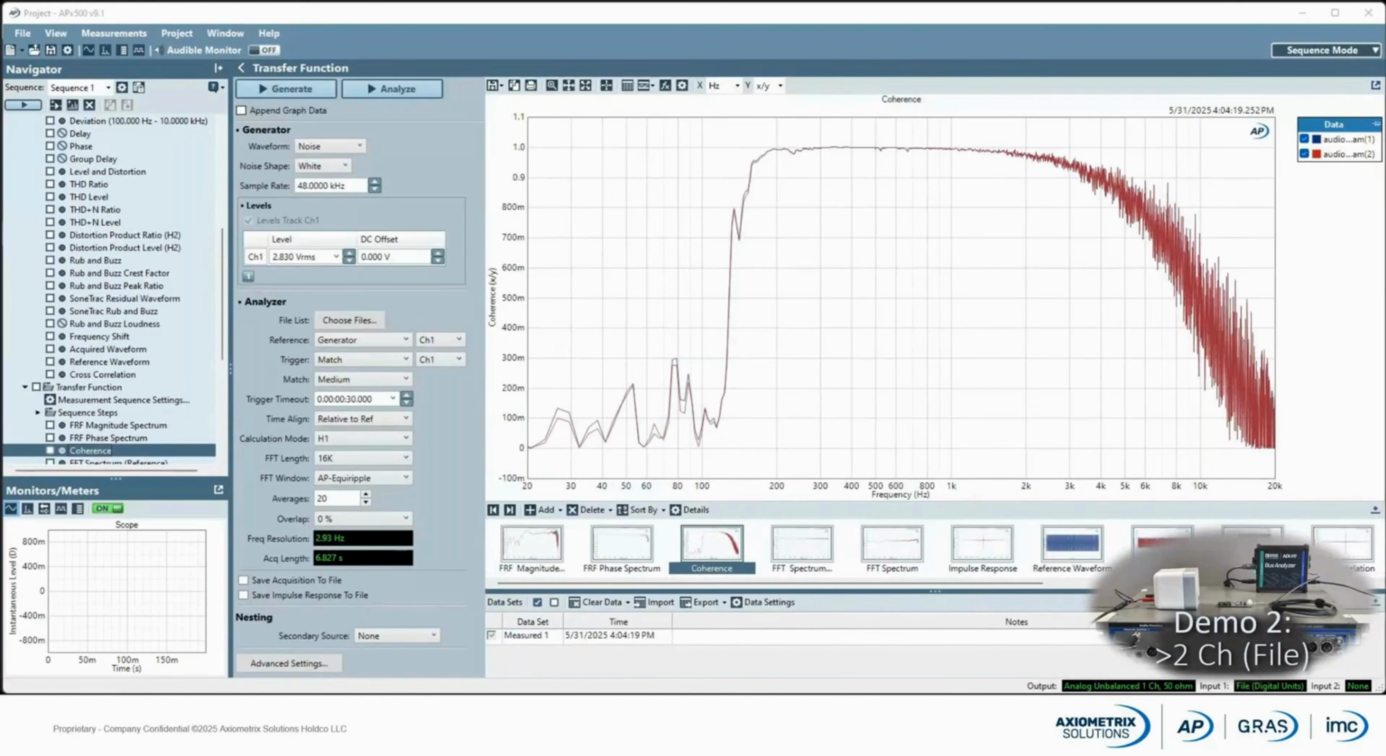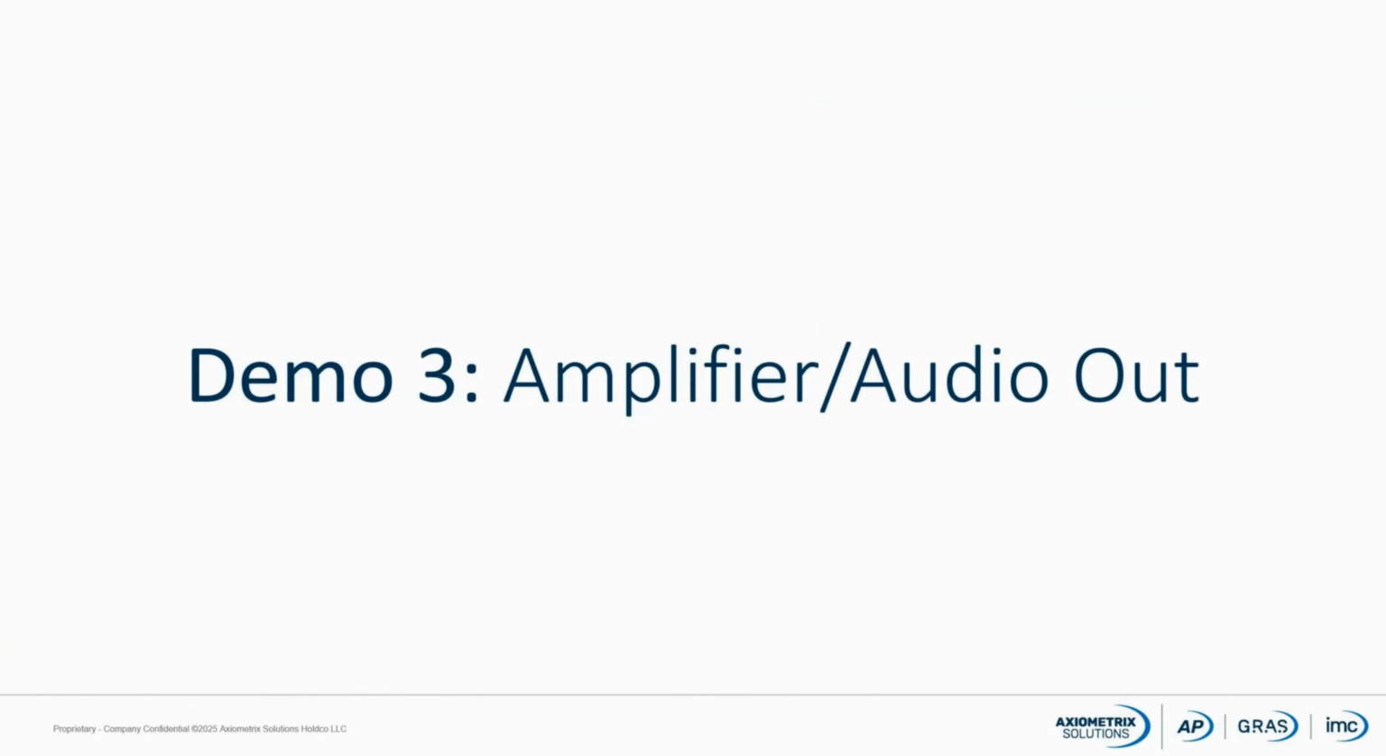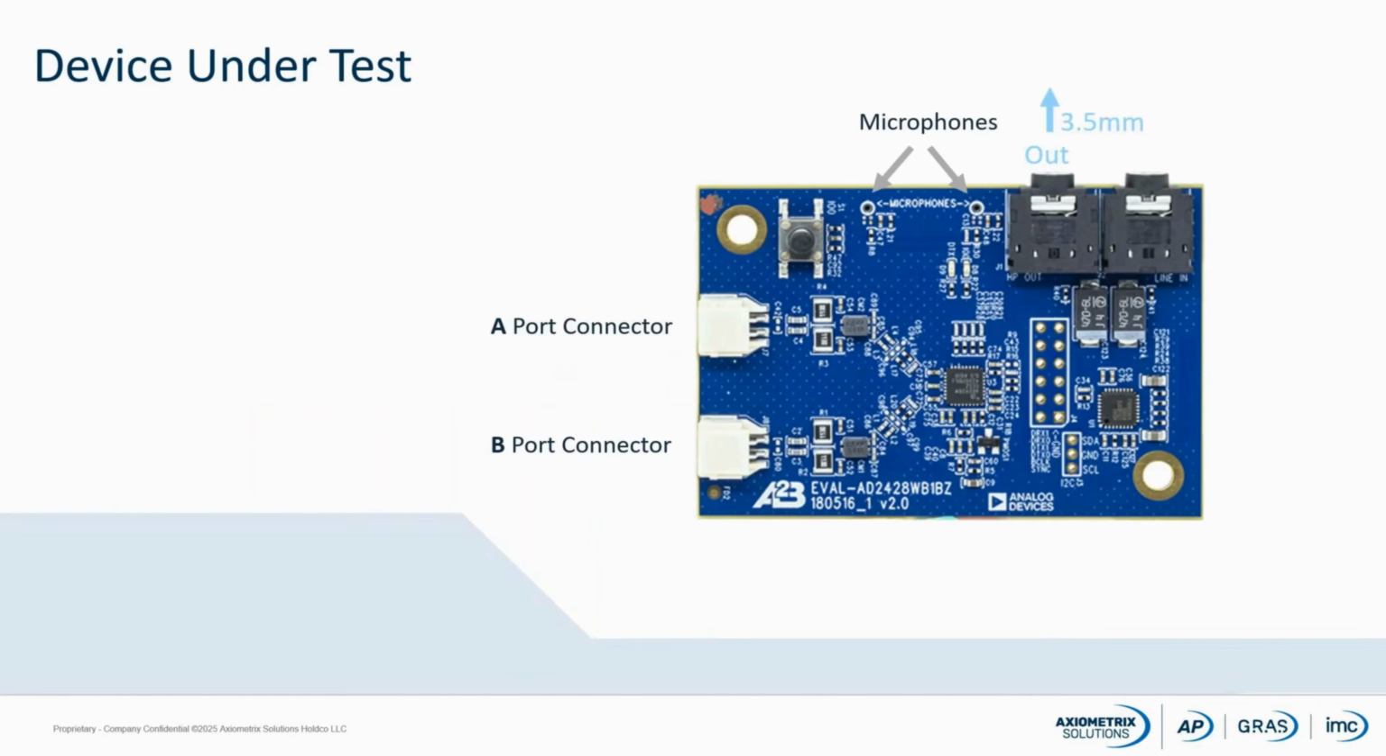So far, we've only been looking at how to route audio upstream to the audio analyzer, using my MEMS microphones as an example. But it's also possible to do the inverse, which is to route audio downstream to an output node, such as an amplifier or a loudspeaker. So to demonstrate this, I will measure the 3.5 millimeter analog output on my same board.